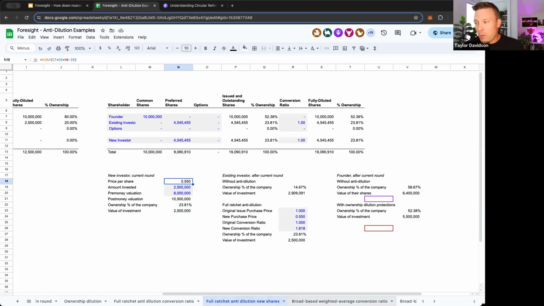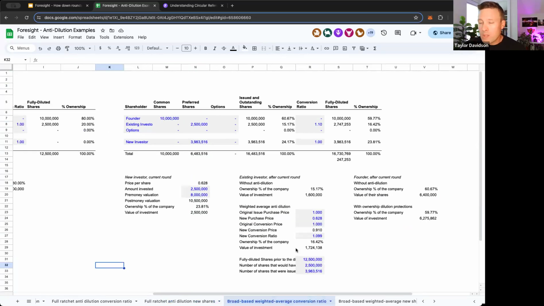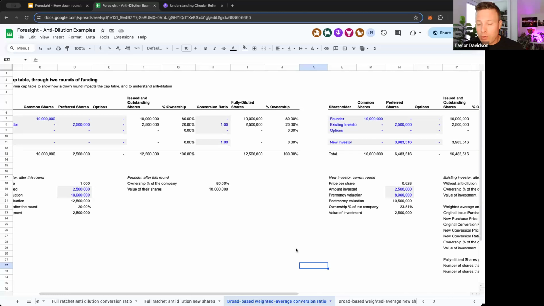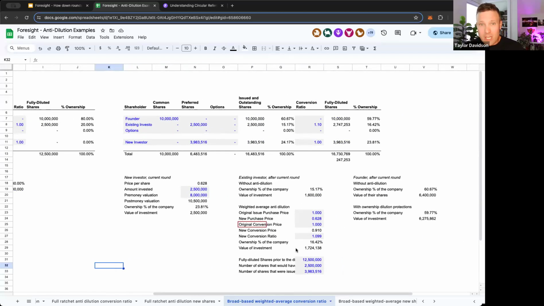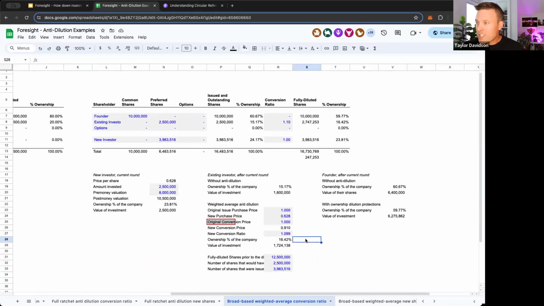The last example I want to go through before I break for questions is an example of broad-based weighted average. Same exact structure, right? Pre-financing cap table, post-financing cap table, same exact structure. Here's an example going through a conversion ratio. The difference here is the formula is a little more complicated, right? So the formula, same idea: the original issue purchase price, original conversion ratio, new purchase price. But we have this more complicated implementation of the formula. We figure out this new conversion price.